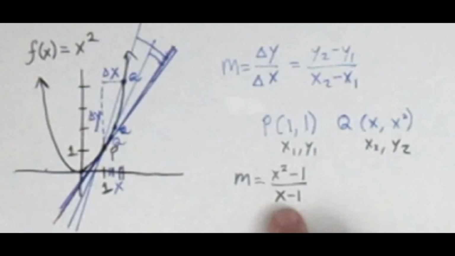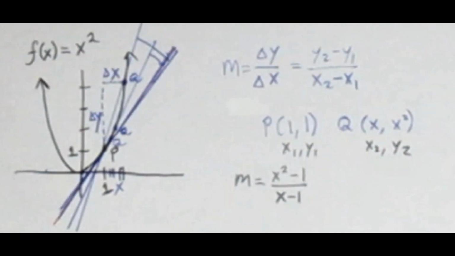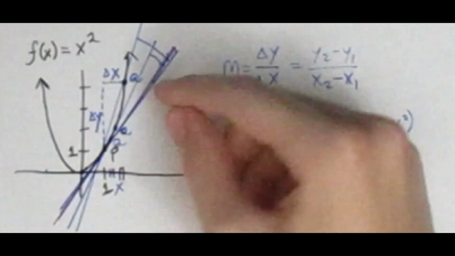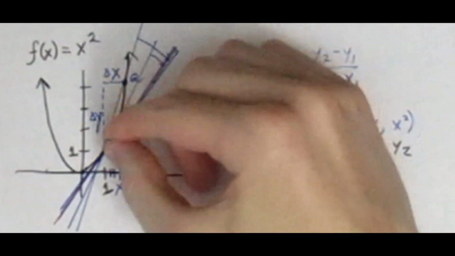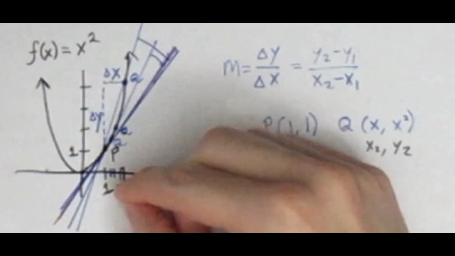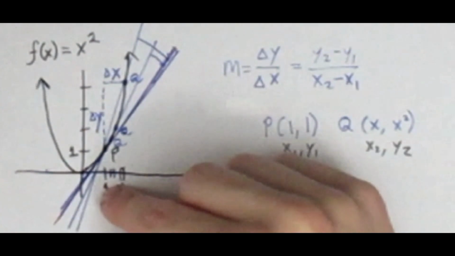As we notice, x can't be 1 anyway, otherwise the denominator would go to 0, which would make it undefined. Now I want us to know what we're doing. We are moving this point Q closer and closer to point P. We're moving our x value closer and closer to 1.